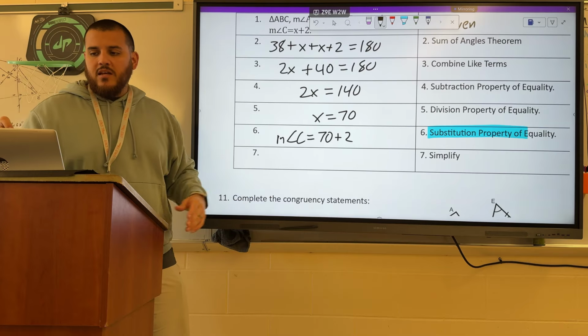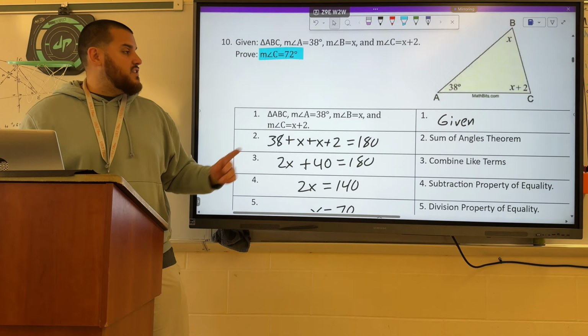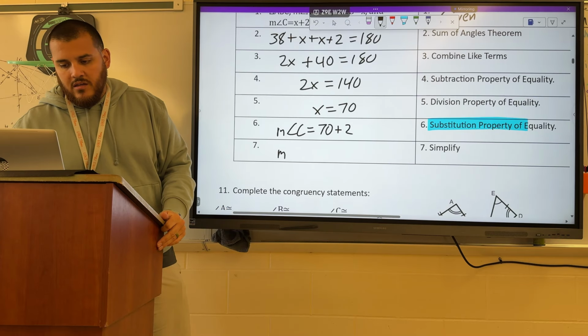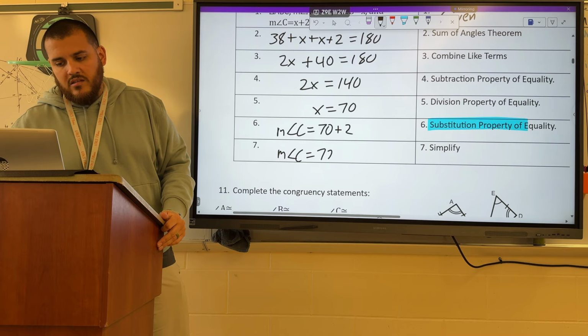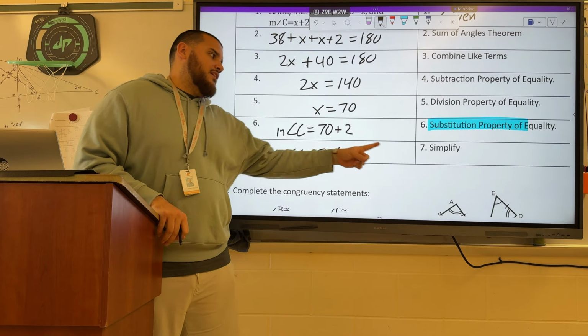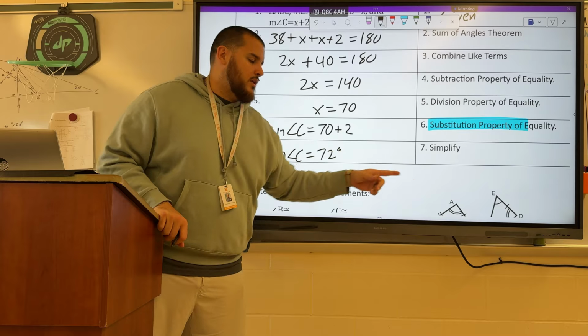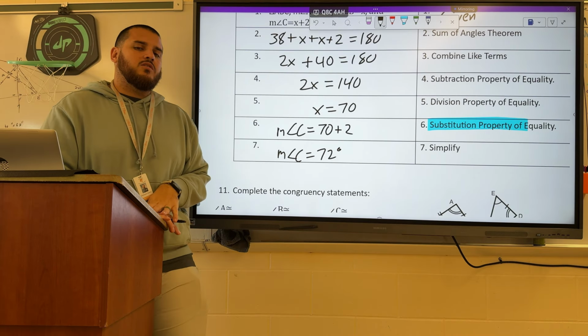And then we can end our proof with the way all proofs end. Whatever it's asking us to prove must be our last reason. The measure of angle C is 72 degrees. Okay, that is true because of simplification, which is just also combining like terms. It could also be a word that goes there, right? 70 plus 2 gives me 72 degrees.